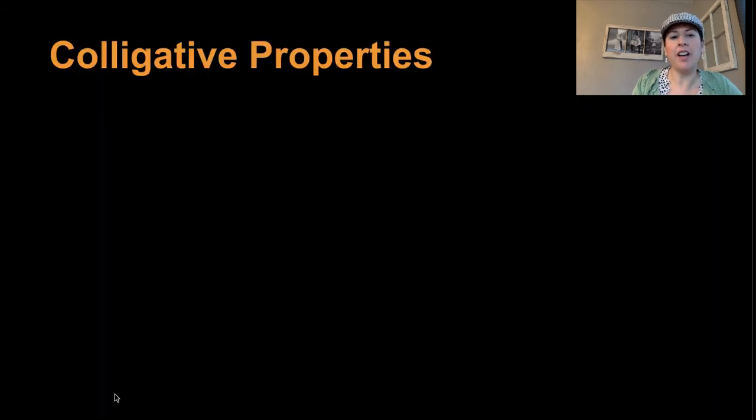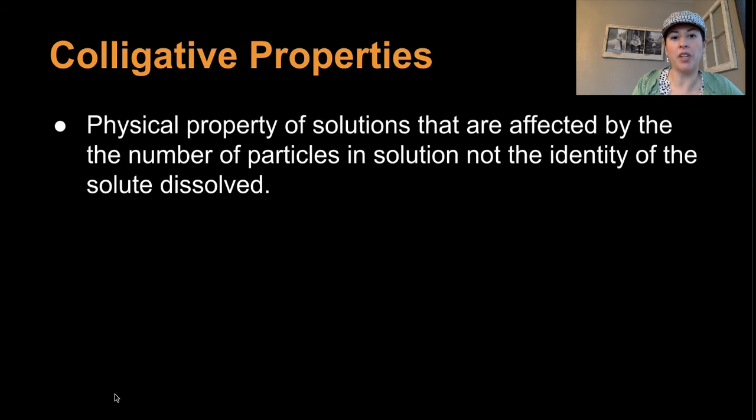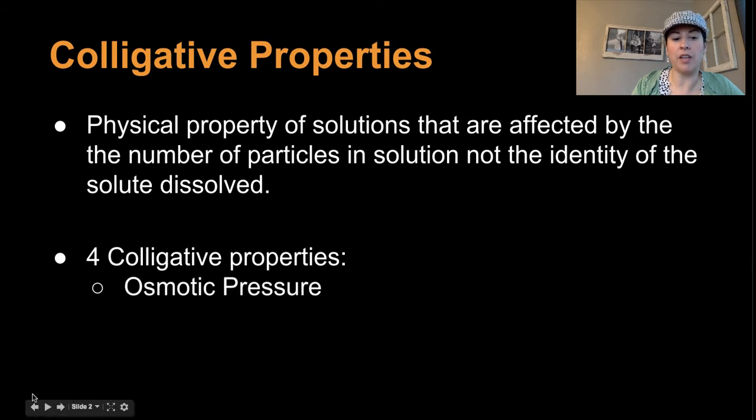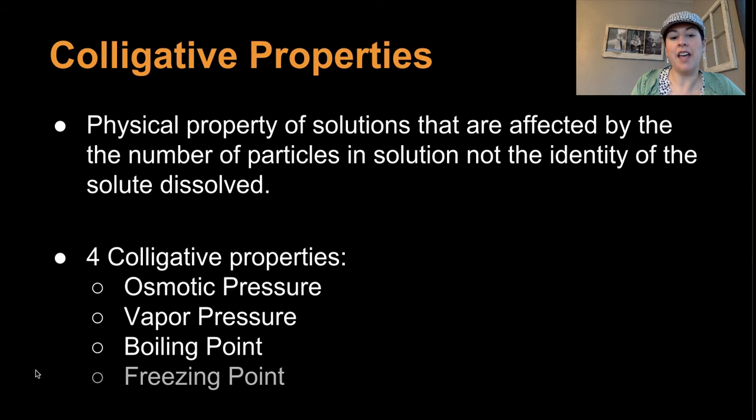So the first thing is what are these colligative properties? We actually know that colligative properties are physical properties of solutions that are affected by the number of particles in solution, not the identity of the solute dissolved. What that means is that it's about the total number of pieces or particles that impact these properties. There are really four main ones that we're going to look at today, and they are osmotic pressure, and we can think back to our biology days on osmosis, vapor pressure, boiling point, and freezing point. Freezing point is where we get into our de-icer.